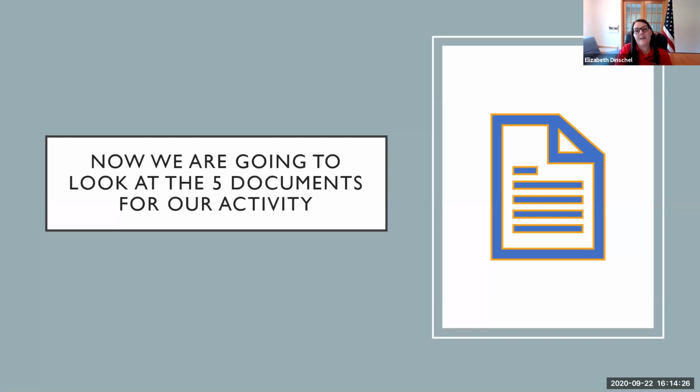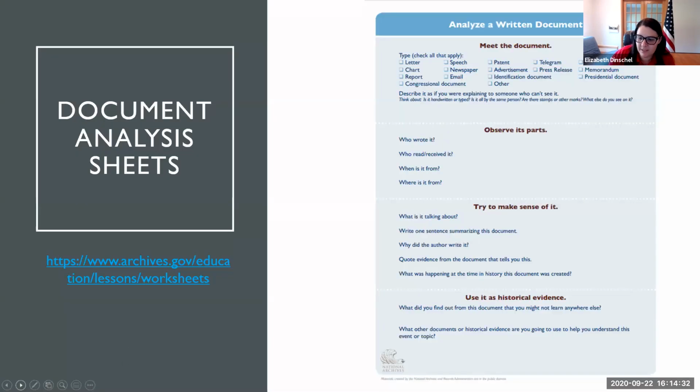So now we're going to look at five documents for our activity so we can get a good idea of how we build this narrative at this point. I want to encourage all of you to visit the National Archives website, where we have document analysis sheets. And up here, I have the document analysis sheet for written document from our website.